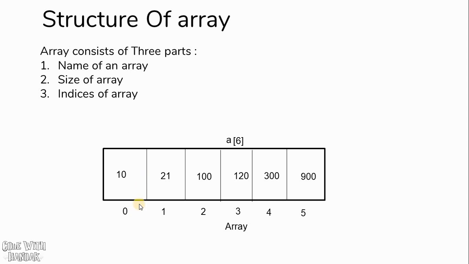So the first element will have index 0 and the second element will have index 1, and it goes until the last element of an array. So yes guys, this is the structure of an array. Then we have the name, which is A, and the size is 6, and the indices run from 0 to n minus 1 of an array. Yes guys, this is a very quick overview of the structure of an array.